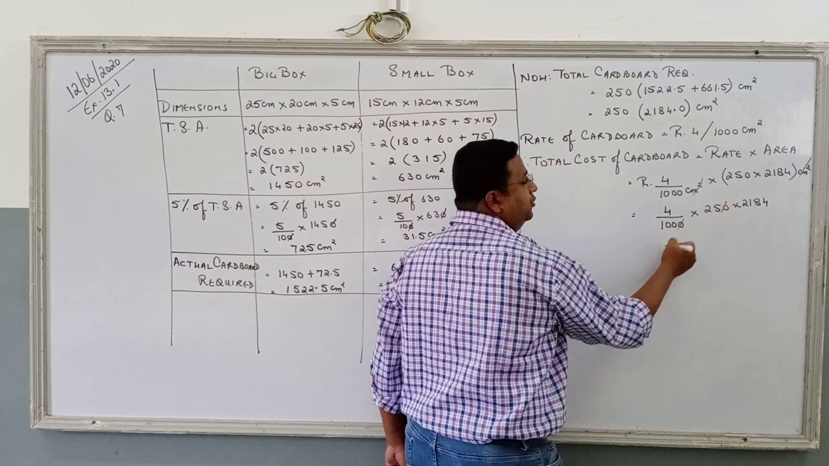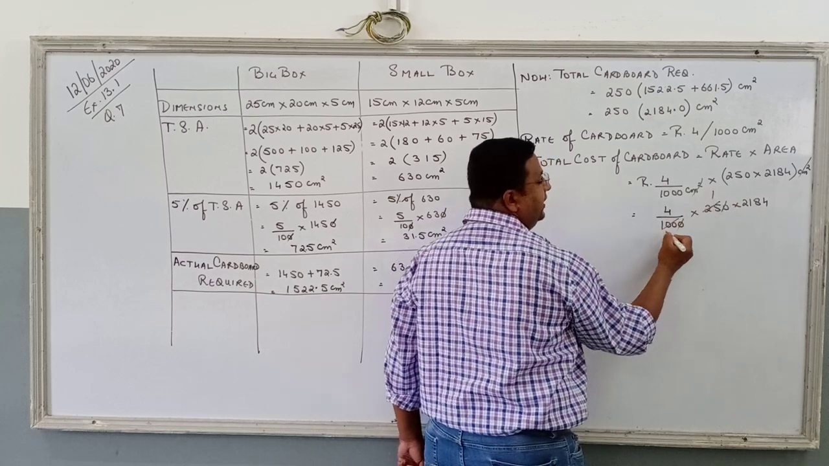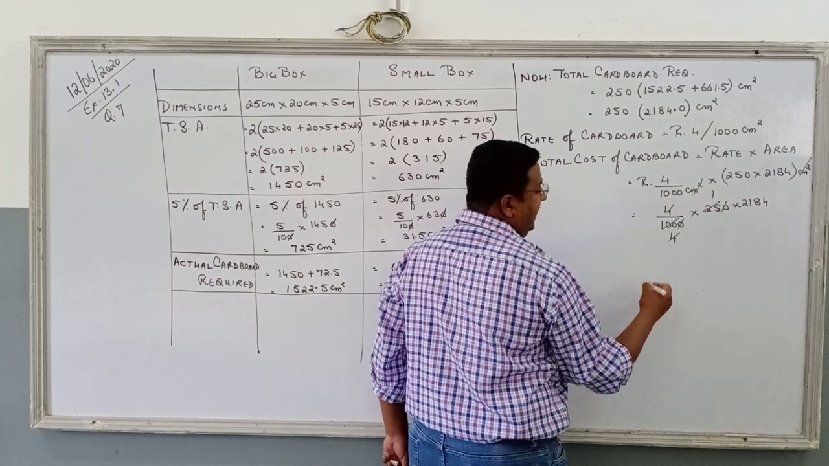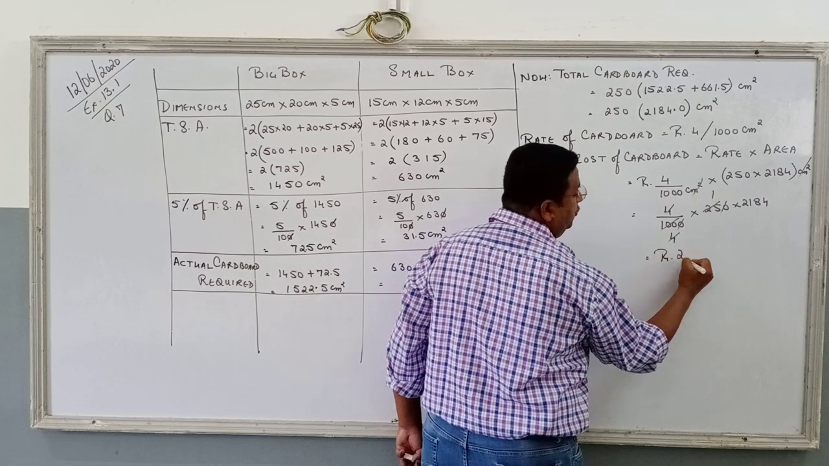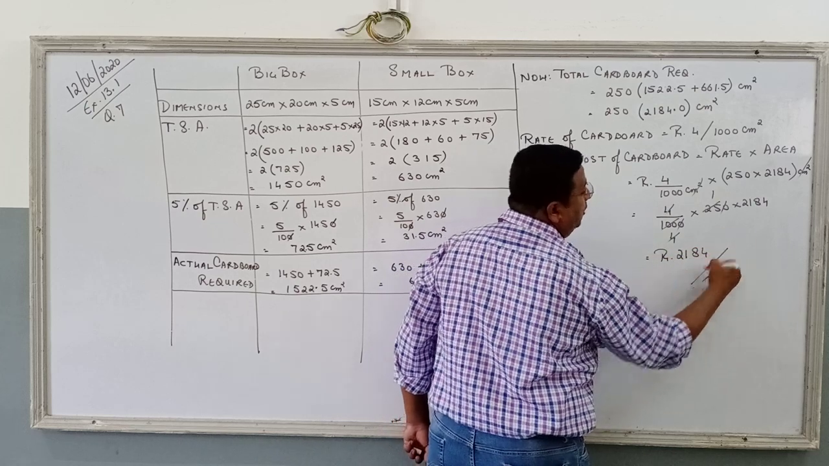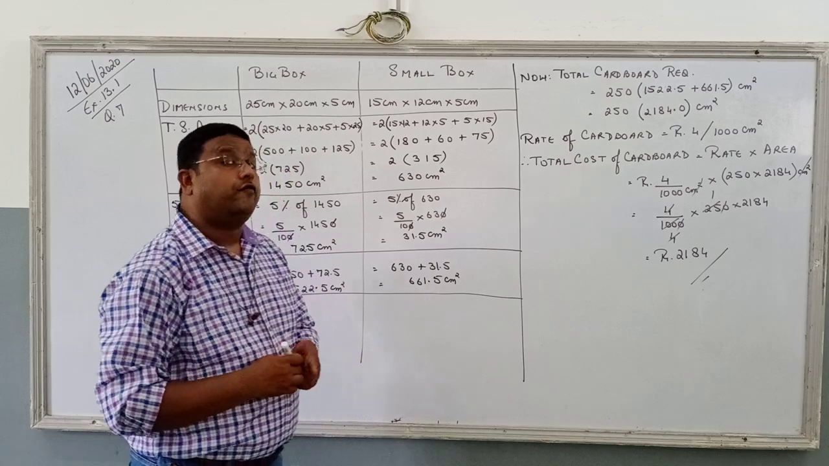0 and 0 cancel, 25 ones are 25, 25 fours are 100, 4 and 4 cancel. So what is the total cost of cardboard? 2184.